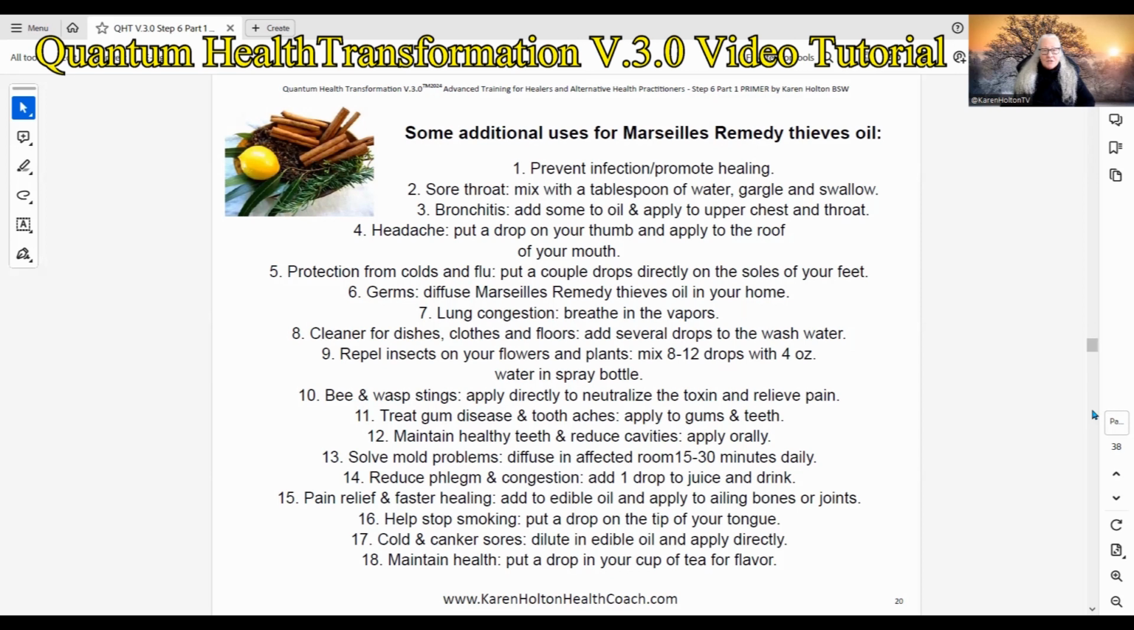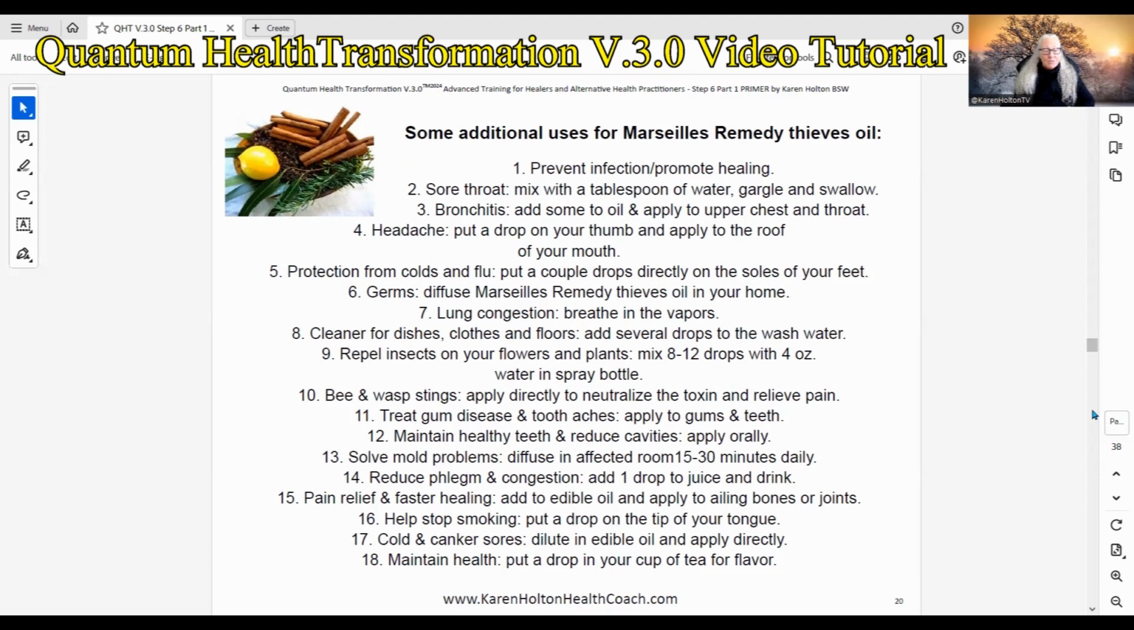Some additional uses for Marseille's Remedy Thieves Oil. Number 1, prevent infection, promote healing. 2, sore throat, mix with a tablespoon of water, gargle and swallow. 3, bronchitis, add some to a carrier oil and apply to the upper chest and throat. Number 4, headache. Put a drop on your thumb and apply it to the roof of your mouth. Number 5, protection from colds and flu. Put a couple drops directly on the soles of your feet.